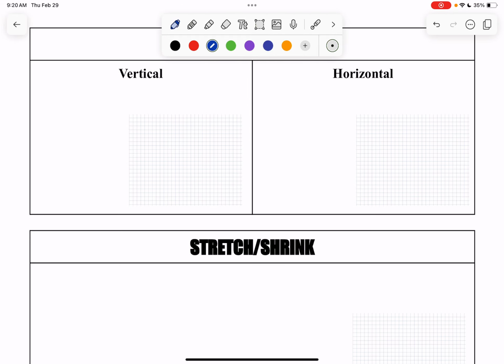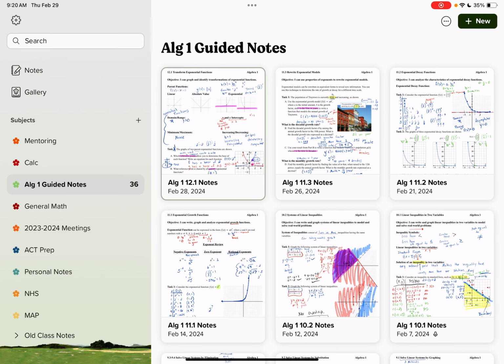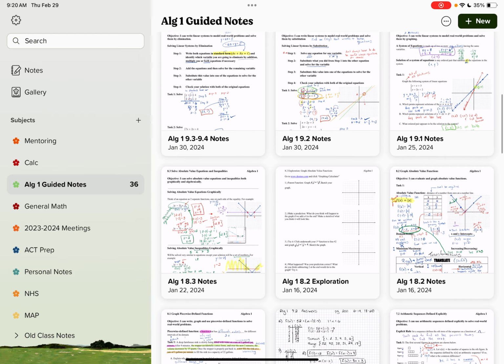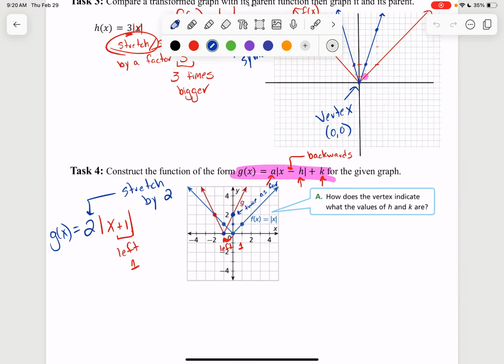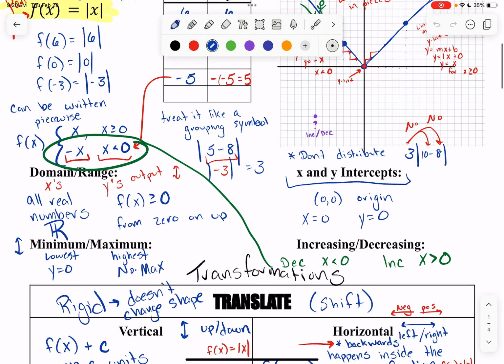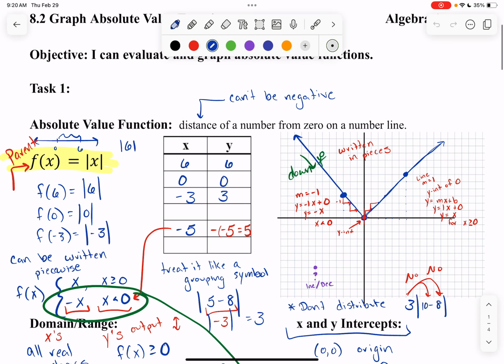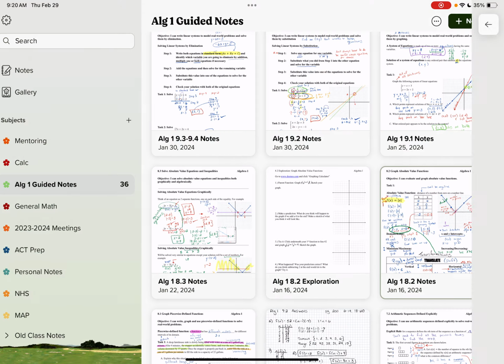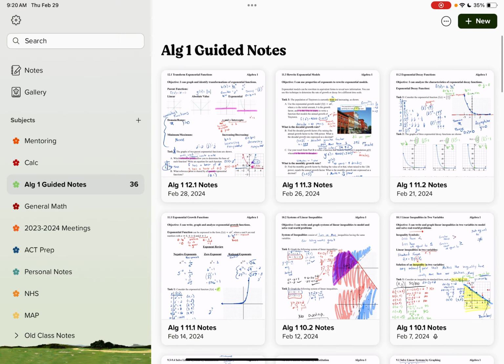So these translation rules are the same as the ones we did before. I'm pretty sure, let me find it right here, chapter 8. Oh, let's go up. So here, this is section 8.2 from way back when. Here, we're translating up and down, we're translating left and right. The rules are the same. The only thing that's different is the parent function.